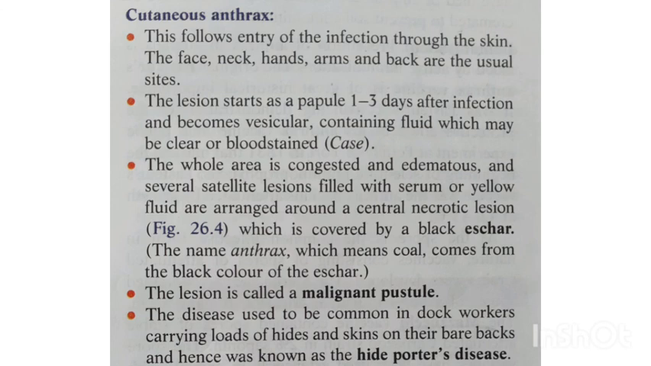And this complete wall of lesions is known as malignant pustule. That is, malignant pustule means first the papule is formed, then this papule becomes a vesicle, then some or several lesions develop around the vesicle and become a central necrotic lesion with a black coloration. That whole edematous or congested lesion is known as malignant pustule.